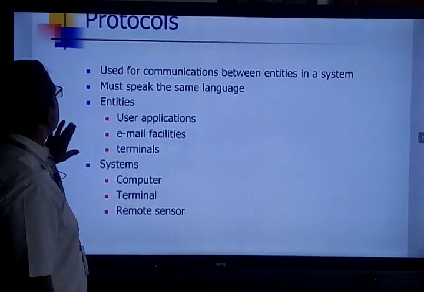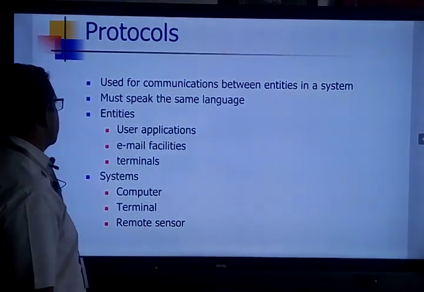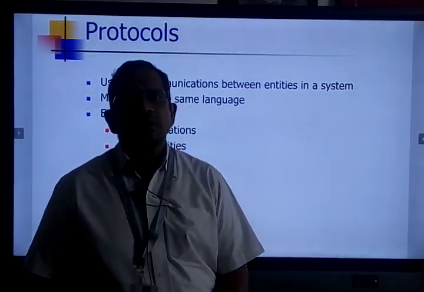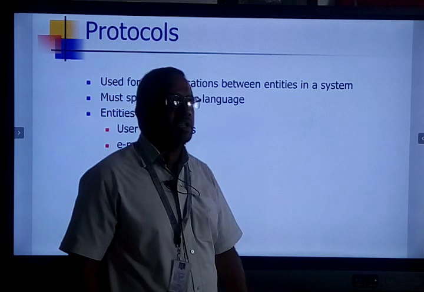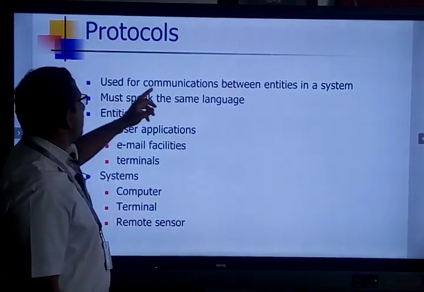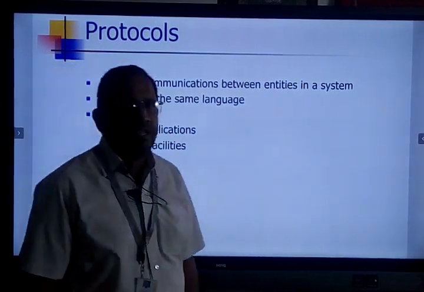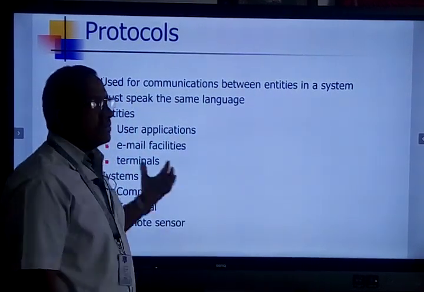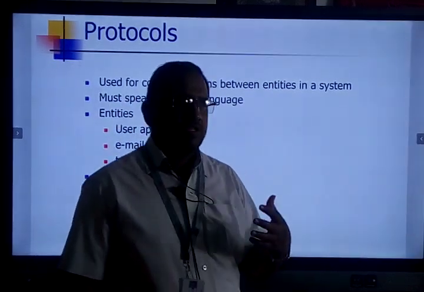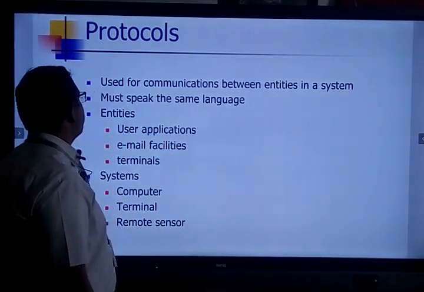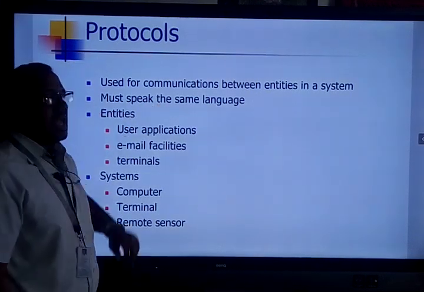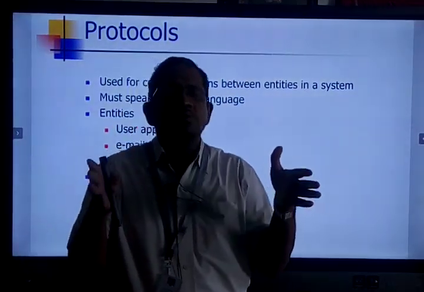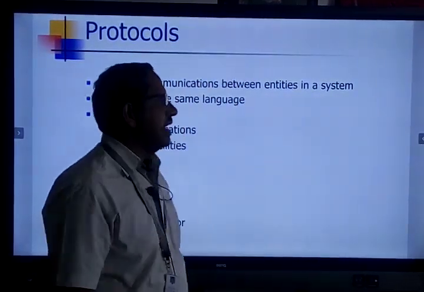What protocols are we going to use to enable the communications? What do you mean by a protocol? A protocol is a set of rules which governs the communication between two devices. Protocols are normally used for communications between entities in a system. The protocol should speak the same language. This is an important point: the two computers which want to communicate have to speak the same language.